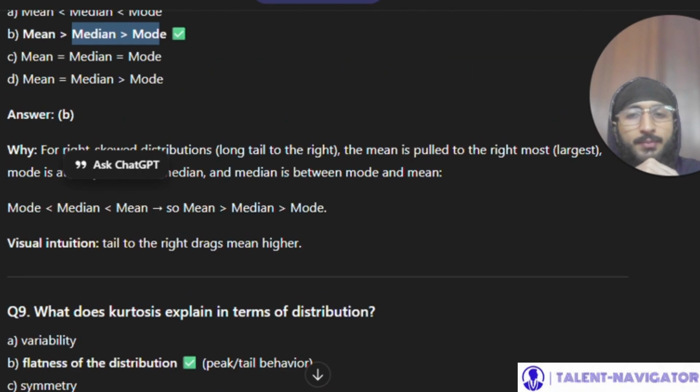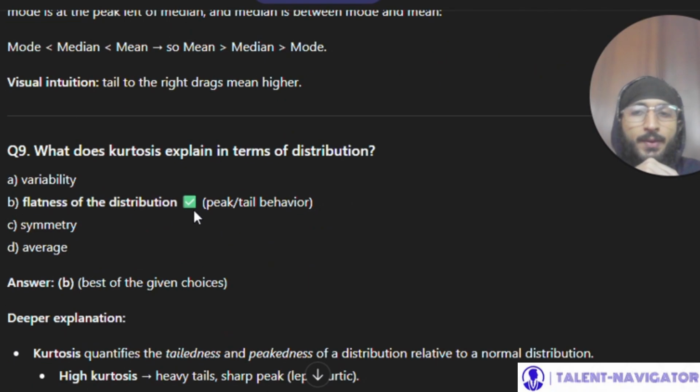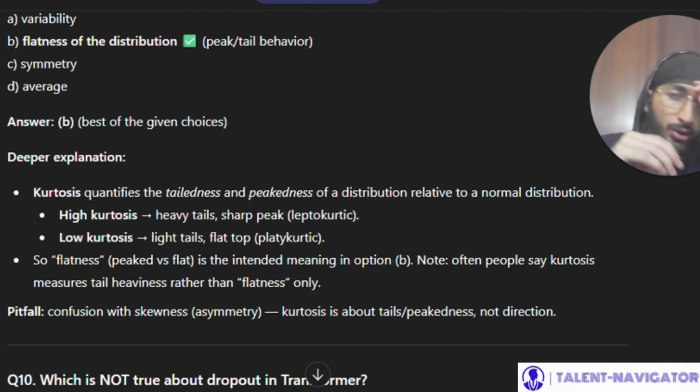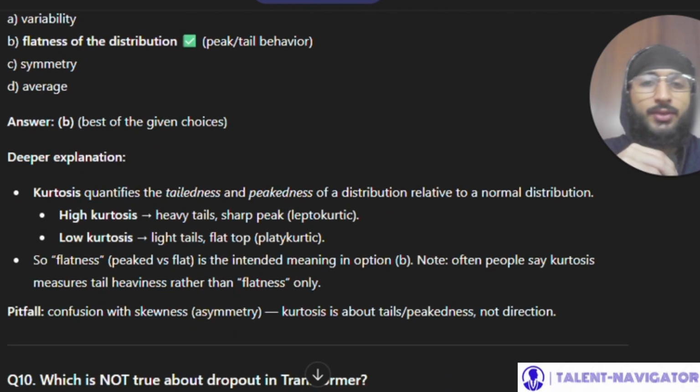A tail to the right drags the mean higher. What does kurtosis explain in terms of distribution? It explains the flatness of distribution, the peak or tail behavior. So kurtosis quantifies the tailedness and peakedness of a distribution relative to a normal distribution. High kurtosis means heavy tails and a sharp peak, and low kurtosis means light tails and a flat top.